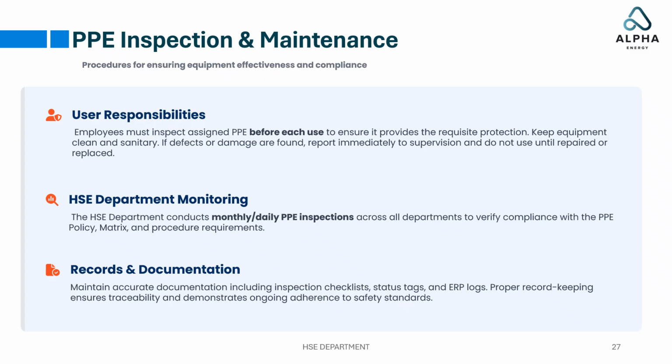Additionally, the HSE department is tasked with monitoring compliance through monthly inspections across all departments to verify adherence to the PPE policy and matrix. Finally, the guidelines emphasize the importance of maintaining accurate records and documentation, such as checklists, status tags, and ERP logs, to ensure traceability and demonstrate ongoing commitment to safety standards.